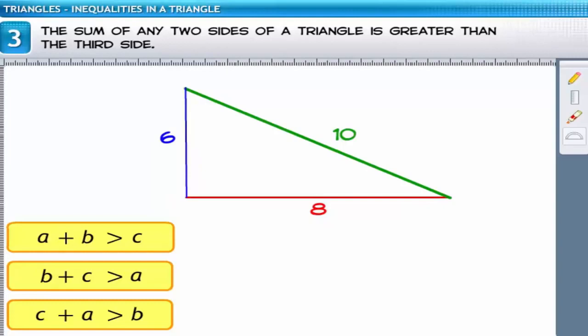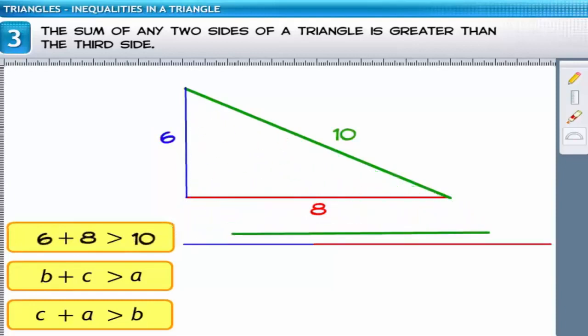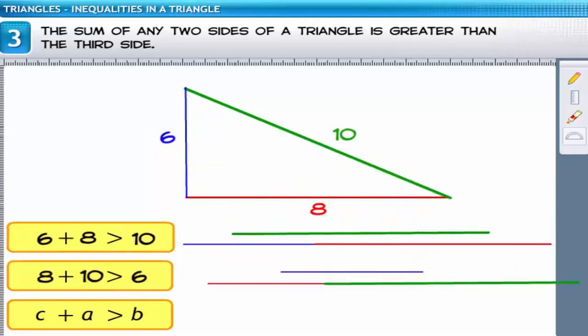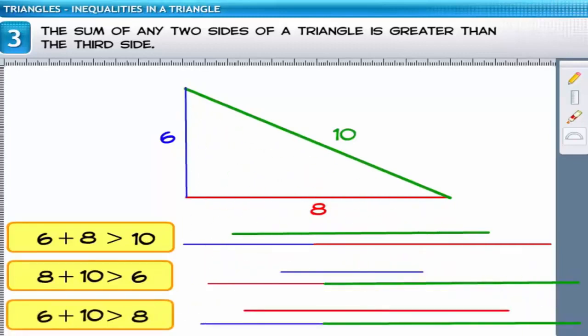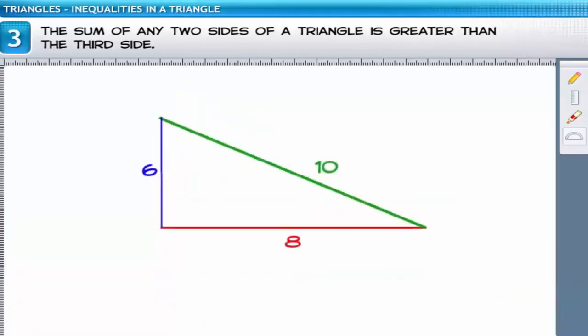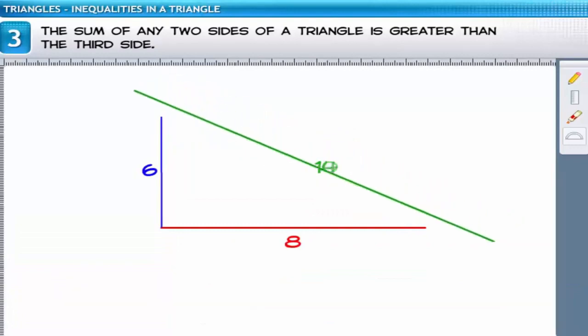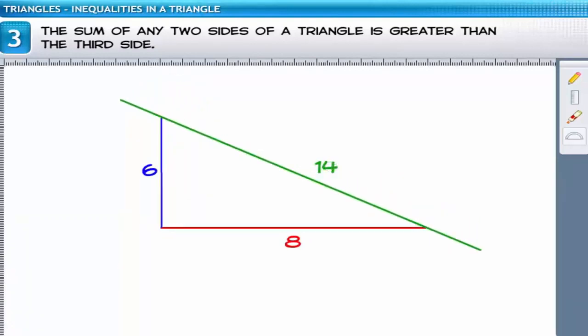We will use the same example we have used for the other theorems. Let's substitute the sides A, B and C with 6, 8 and 10 respectively. If we consider two sticks at a time and add their lengths, we observe the following. Now let's try to construct a triangle with the sticks of length 6, 8 and 14 units. Is it possible to construct a triangle with these sides? You can observe that it is impossible to form a triangle.